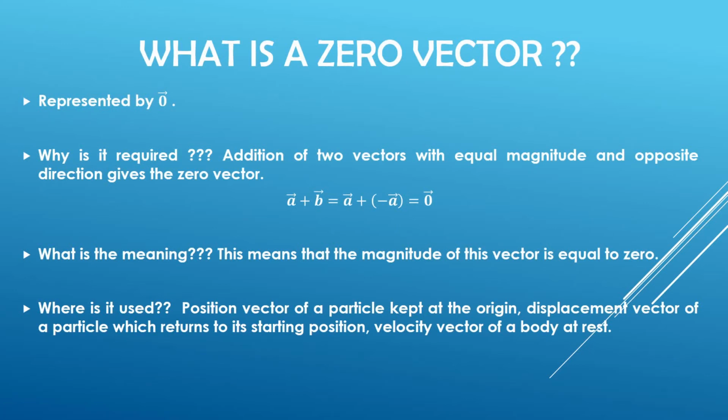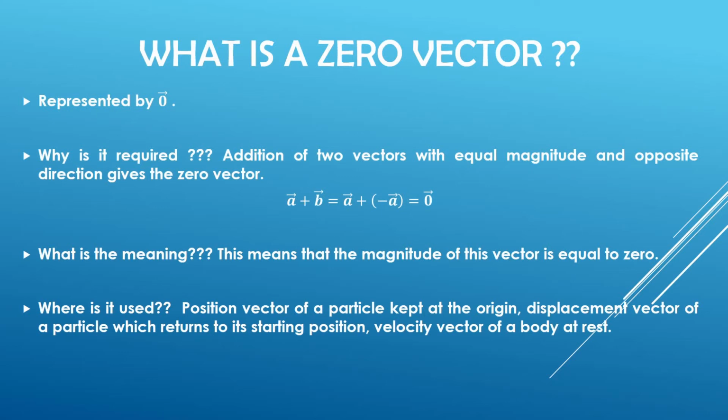Now, what is a zero vector? You will be surprised to know that there exists a zero vector. It is represented by 0 with a bar above it. That means from this we can say that the magnitude of this vector is 0 and it has a direction. Now I know you are very surprised, wondering what type of vector this is and where it is used.